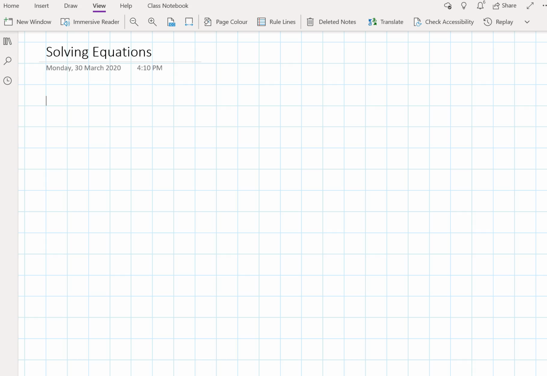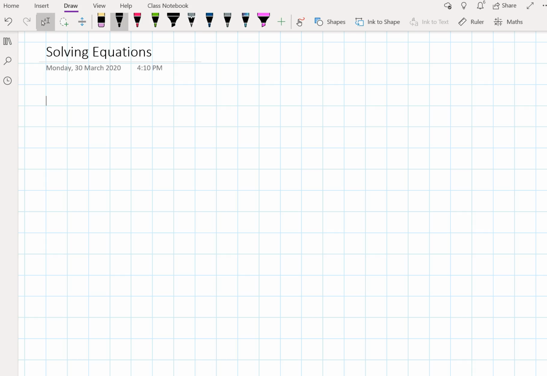So I'm going to start out with a simple equation. It looks something like this. y equals 9 minus 3x. That I'm going to call equation A. And then we've got a second equation that's 2x plus 2y equals 10. I'm going to call that equation B.